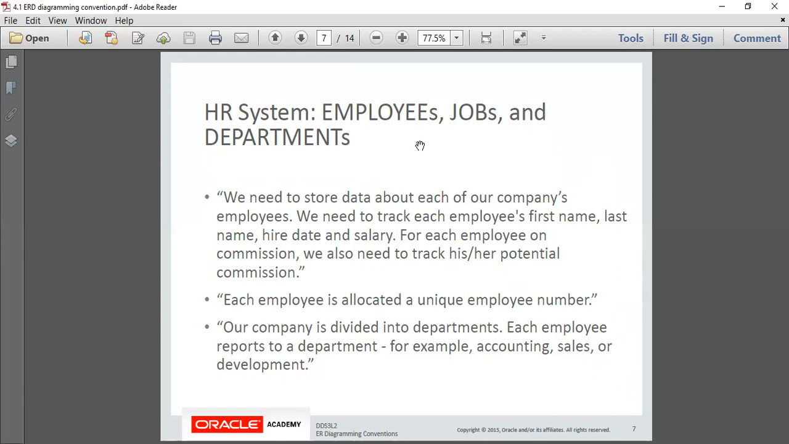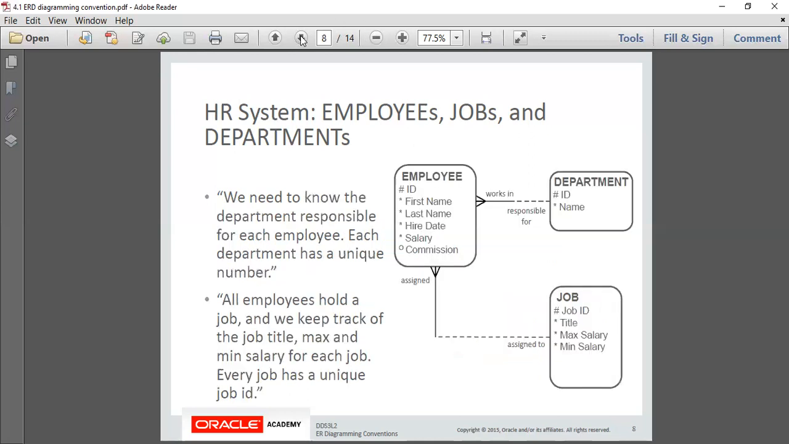So from this small business scenario, it says we need to store data about each of our company's employees. We need to track each employee's first name, last name, hire date, and salary. And for each employee on commission, we need to track his or her potential commission. Each employee is allocated a unique employee number. Our company is divided into departments. Each employee reports to a department, for example, accounting department, sales department, or development. We need to know the department responsible for each employee, and each department has a unique number.